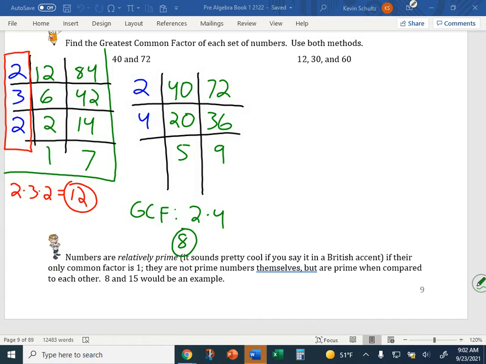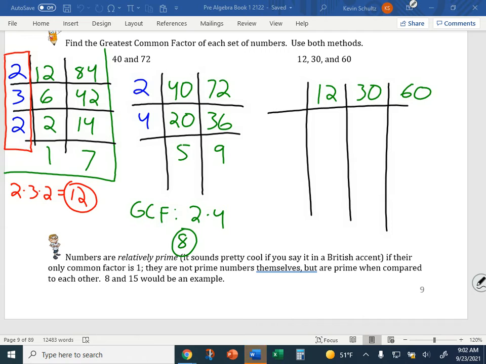Okay? 12, 30, and 60. This time we have 3 of them. So we're going to make our chart here. What can we start with? What goes into 12, 30, and 60 evenly? 2 does. So we're going to divide 12 by 2, that gives us 6. We're going to divide 30 by 2, that gives us 15. And we're going to divide 60 by 2, that gives us 30.